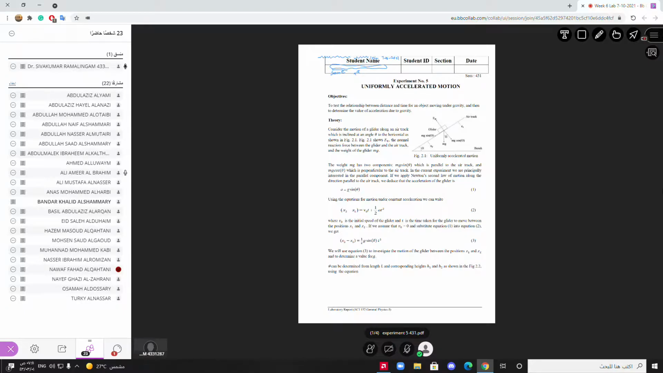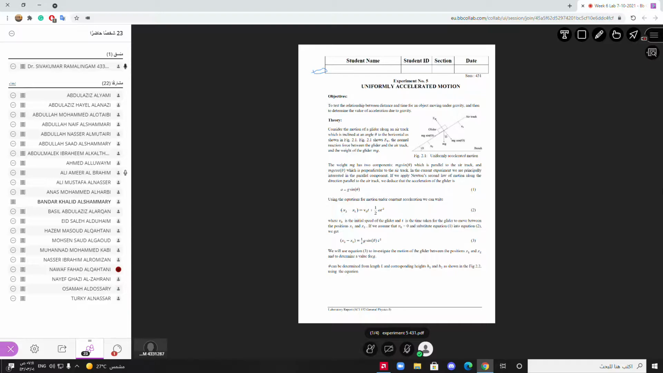Let us come to the title and then we'll start our actual experiment. The objective of today's experiment is to test the relationship between the distance and time for an object moving under gravity. We are going to check how the distance changes with the time taken to travel the distance for an object moving under gravity.